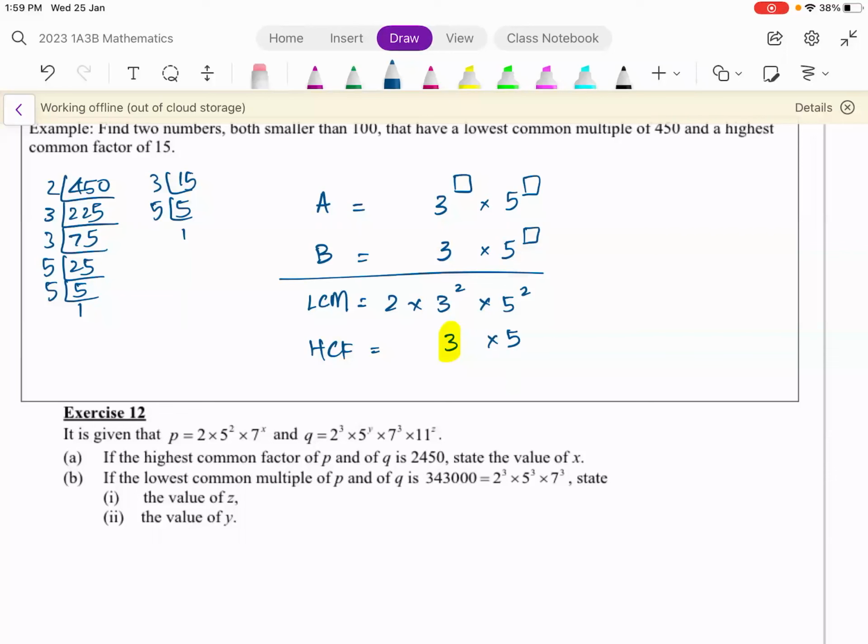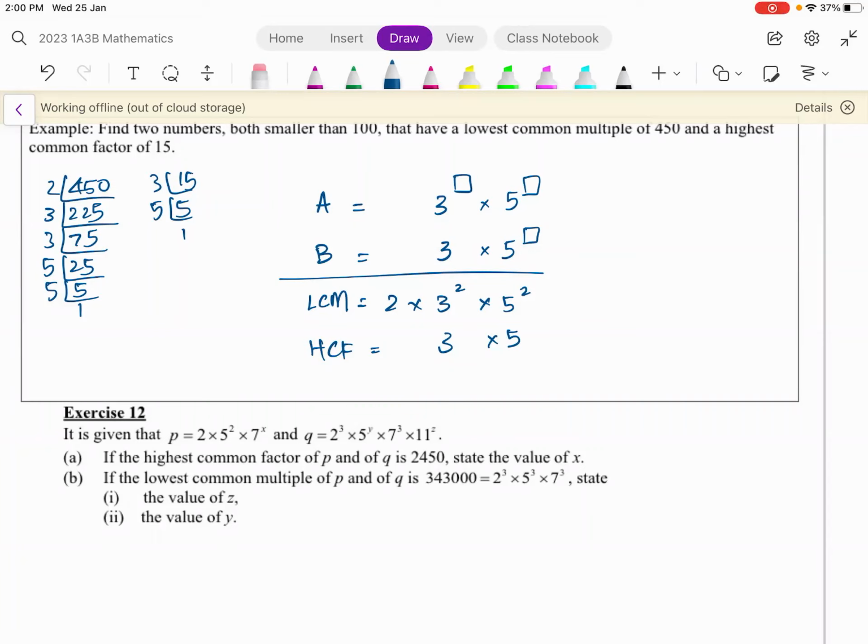Let's look at now the LCM. We started the HCF already, now LCM. LCM says 2 times 3 square times 5 square. Why will the LCM show a 2? One of them has a 2. Can I have both having a 2? Think, can I have both having a 2? Cannot. Why cannot?